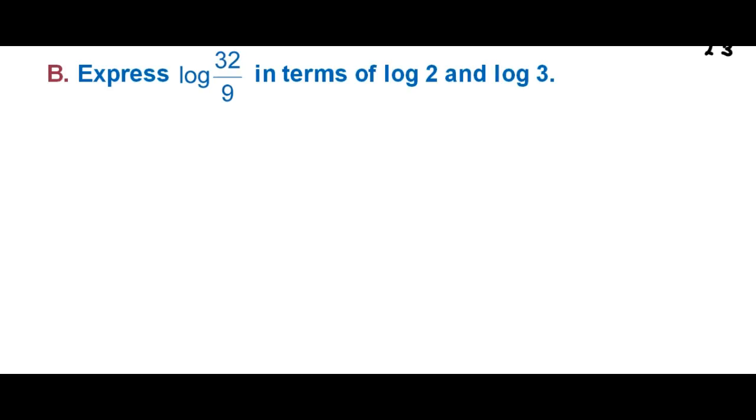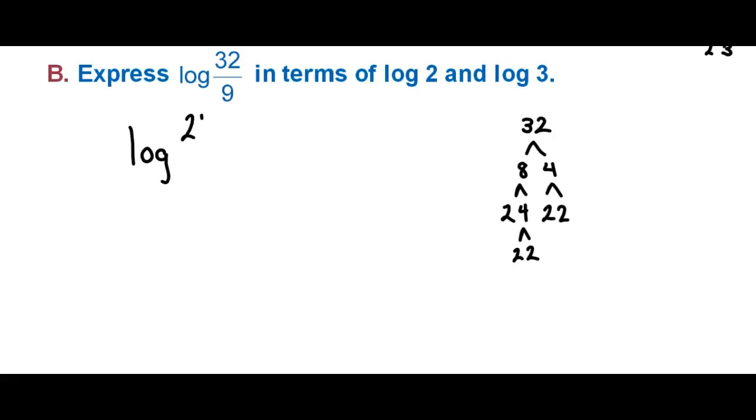So let's try our luck with this fraction here. We know 32 breaks down into 8 and 4. 8 breaks down into 2 and 4. And 4 breaks down into 2 and 2. So then we have 5 factors of 2. So we have log of 2 to the 5th over, and we know that 9 is simply 3 squared. So we can put 3 squared here.